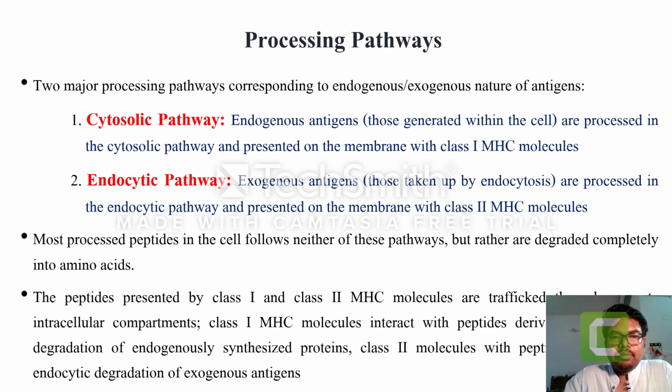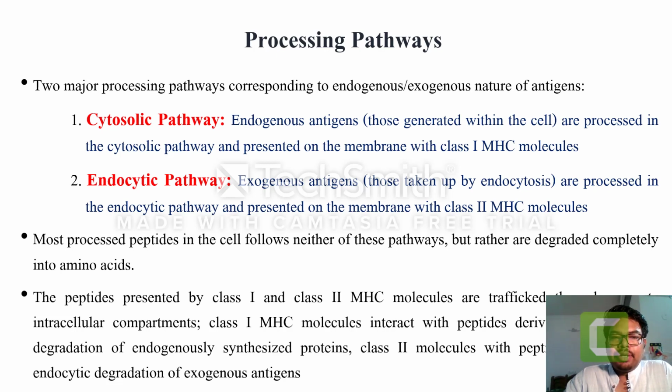Antigen processing pathways. There are at least two major types of antigen processing pathways: first, the cytosolic pathway, which handles endogenous antigens, and the endocytic pathway, which handles exogenous antigens. Both of these pathways are similar in the sense that they have evolved and are designed to process antigens within the cells. However, they differ in terms of the machinery they utilize for processing of antigens and the way they complex the processed antigens to the MHC molecules.